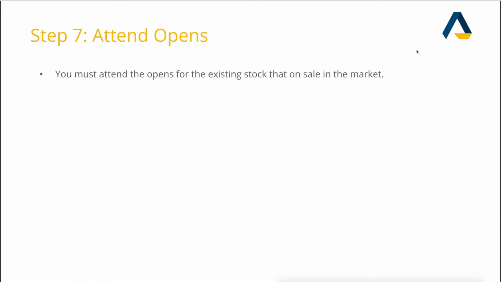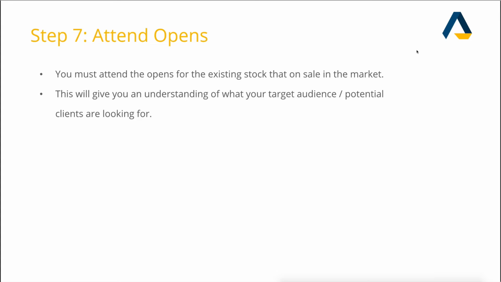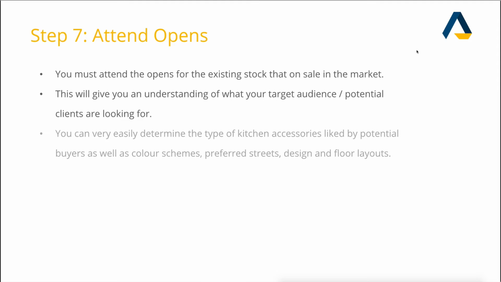Attend opens. If you've got an agent who's having an open for something similar to what you are planning to develop, you must attend these opens for the existing stock that's on the market for sale. This will give you an understanding of what your target audience or potential clients are actually looking for. You can very easily determine the type of kitchen accessories liked by potential buyers, as well as different color schemes, preferred streets, design, floor layouts, and so on.